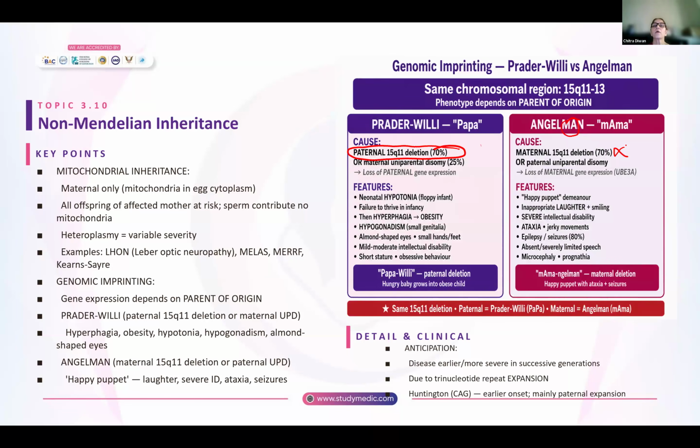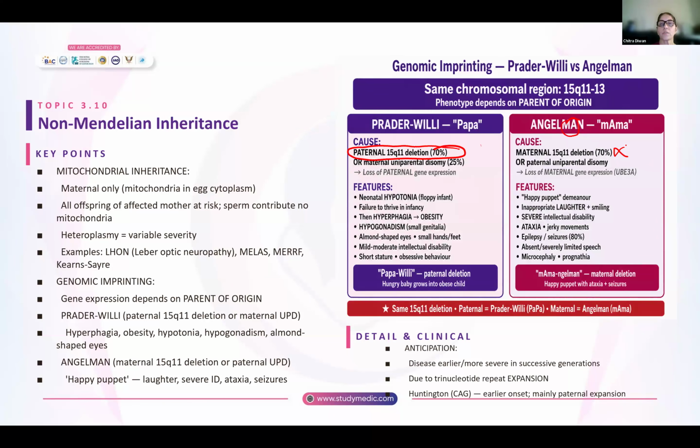So remember, the same chromosomal region is affected, but depending on whether there is loss of maternal or paternal genes, the syndrome is different. Now, anticipation. A classic example is that of Huntington's. In anticipation, the defect is there in the parents, but in successive generations the severity of the disease goes on increasing. That is called anticipation.